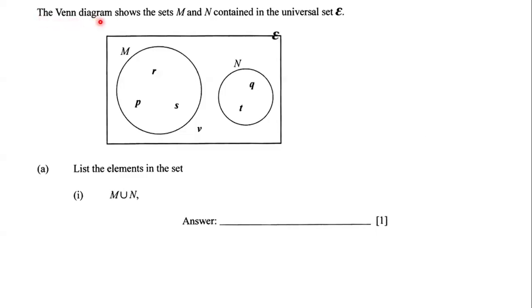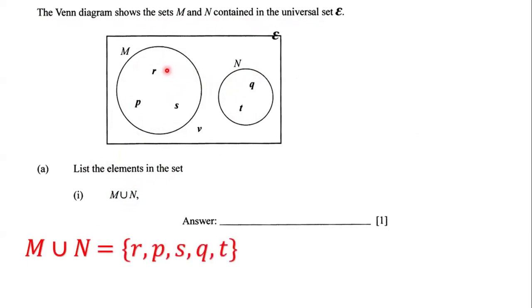The Venn diagram shows the sets M and N contained in the universal set. List the elements in the set M union N. Now, when we say union, we mean all of the elements in set M and all of the elements in set N combined, but no repeats. And so, what does that mean?